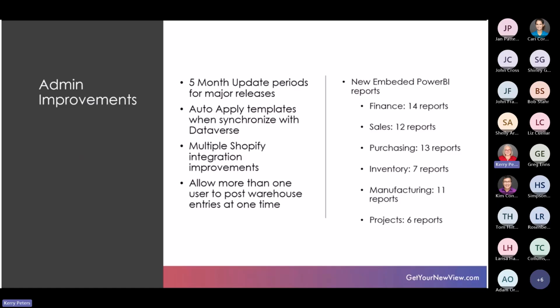And then this one for me was a big one. Allow more than one user to post warehouse entries at a time. That's kind of huge, especially if you have a big warehouse with a lot of different users in the system. One of the other ones that's kind of nice is the new embedded Power BI reports. There are 14 new finance reports, 12 sales reports, 13 purchasing, 7 inventory manufacturing, 11 in projects, and 6. I also want to call out there are new financial reports in there as well. So they're adding a lot of new reports and a lot of new ways for you to look at the data.